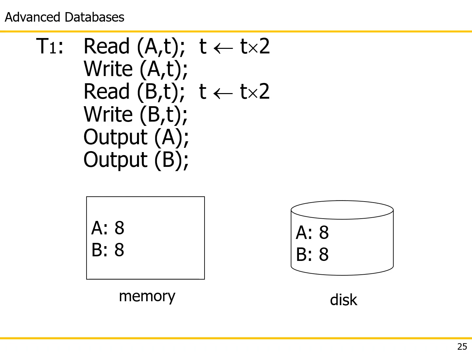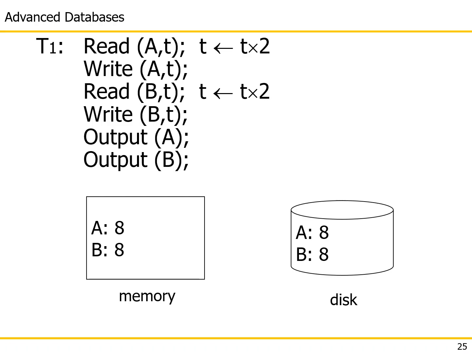This is what I have written over here. So I'm going to read it and try to comment on it. It says read A into T. That's retrieving the value of A and putting it in T, and then multiplying T by 2, and then writing T back into A, and then read B into T, multiply T by 2, and write back the new value of T into B, and then output A and output B. These are the actual steps that you will see inside a transaction. They're almost like assembly code for databases.